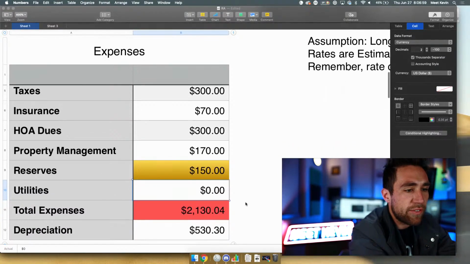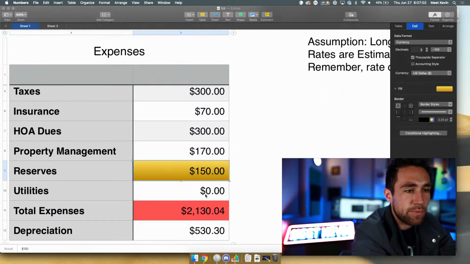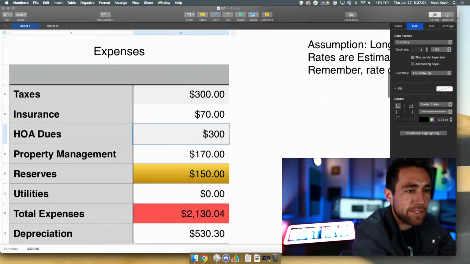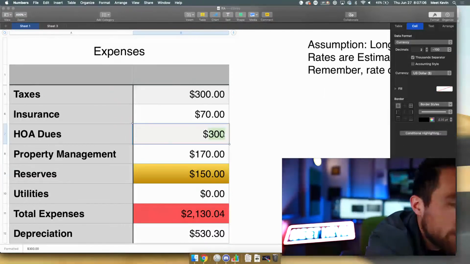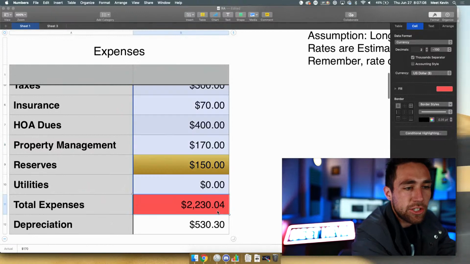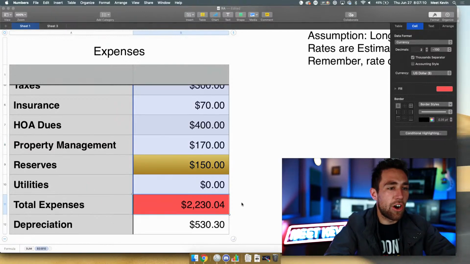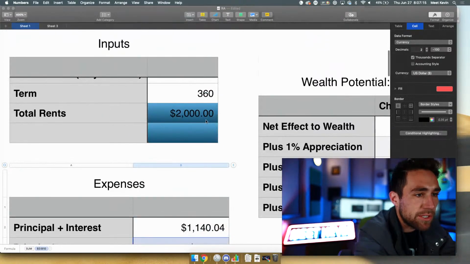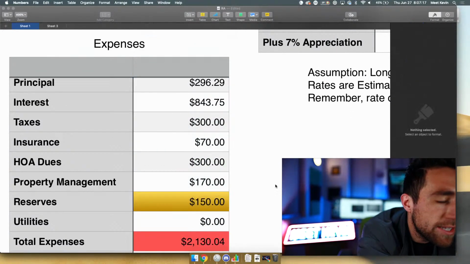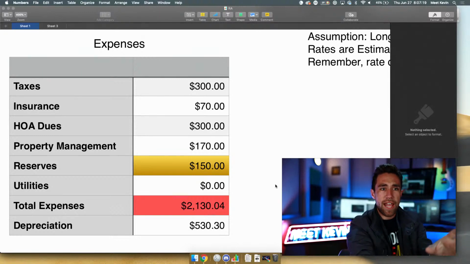Okay, cool. So we've got total expenses here, or you know what? Because I want this to be negative, let's just bump this a little bit. Let's just put this at, you know what? 400 bucks. There we go. So your total expenses on the deal are $2,200. Oh wait, hold on. What do we say the rent was? Oh, the rent's 2,000. Oh, good. We were already negative. Good. That's what I want. I purposefully want a little bit of a negative here.